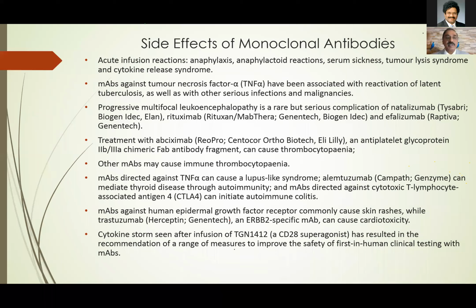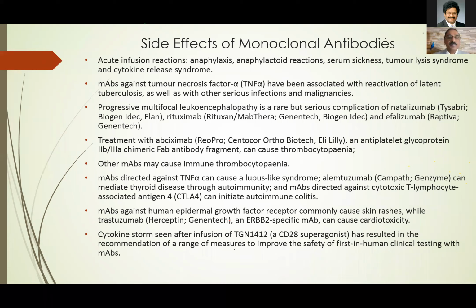We send them for the TB test, and if it's negative, fine; if it's not negative, we usually prefer other drugs. They can also cause other serious infections and malignancies. One example is anti-IL-6, which resulted in a significant amount of systemic infections. Progressive multifocal leukoencephalopathy, which we talked about, happened with natalizumab, which is used mainly in multiple sclerosis, and with other drugs such as rituximab and eculizumab.